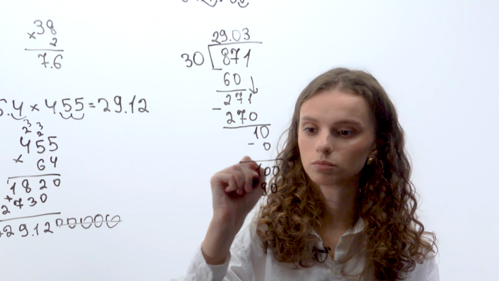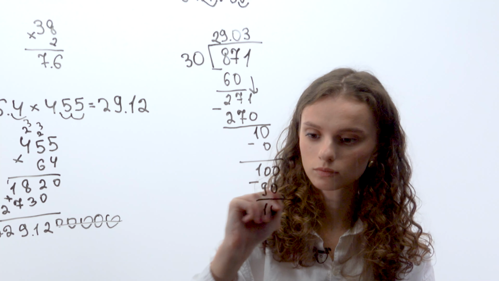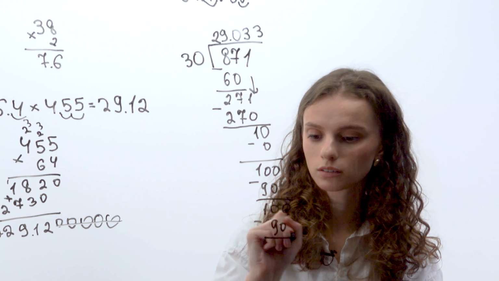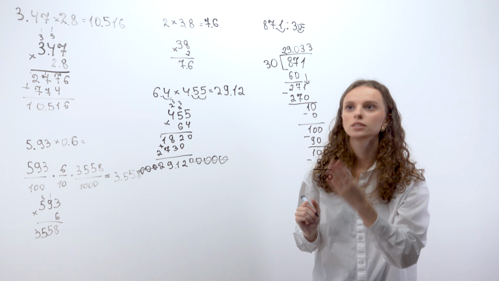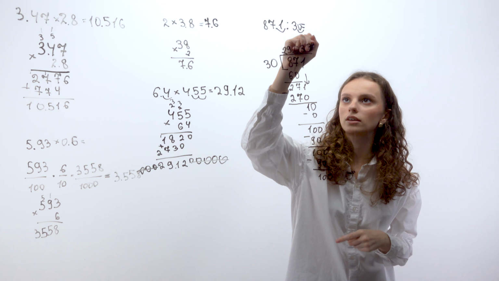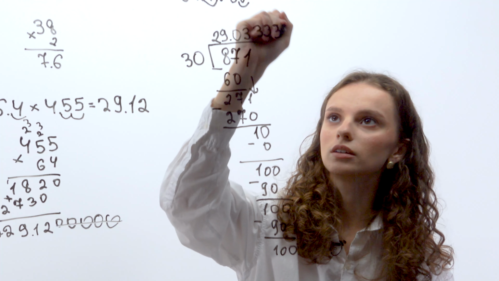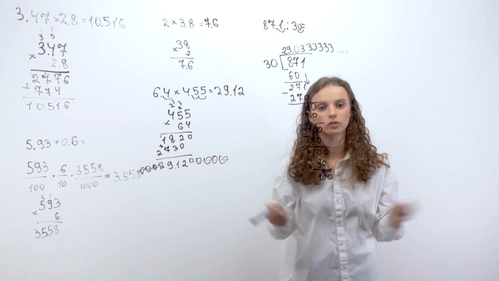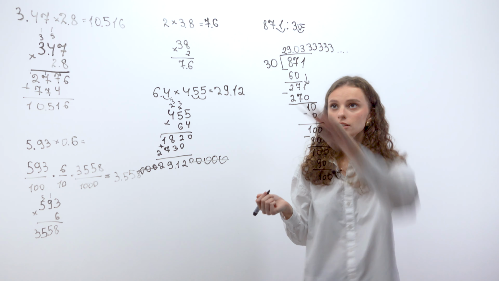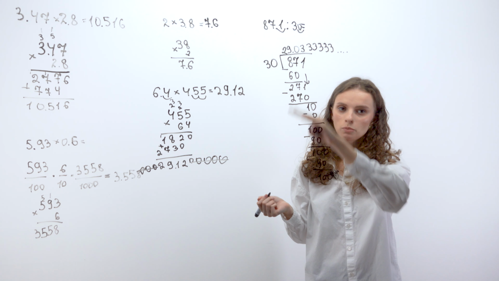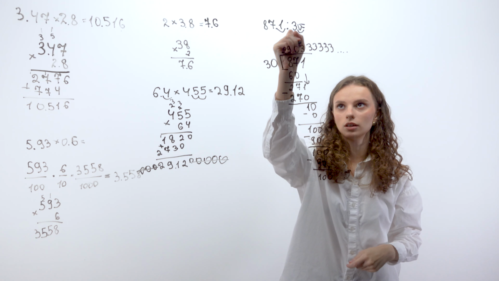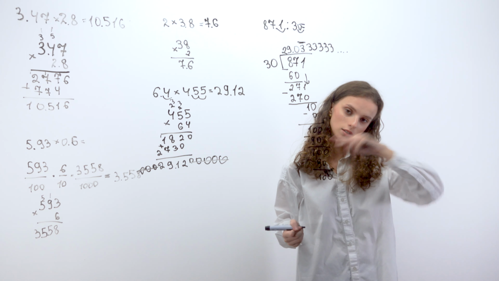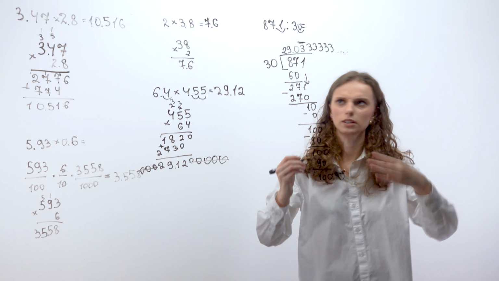3 times 30, I get the same thing. I have 100 divided by 30 and I've already had that. I can write 3. And this will be a never-ending loop. So I'll keep having 3, 3, 3, 3, all the way to infinity. And your final answer can be 29.3, and you can put this little mark to show that 3 is never ending and it keeps repeating itself.